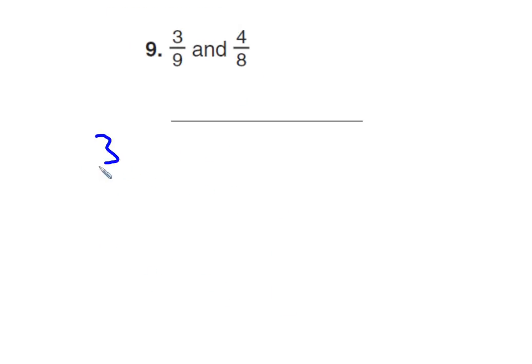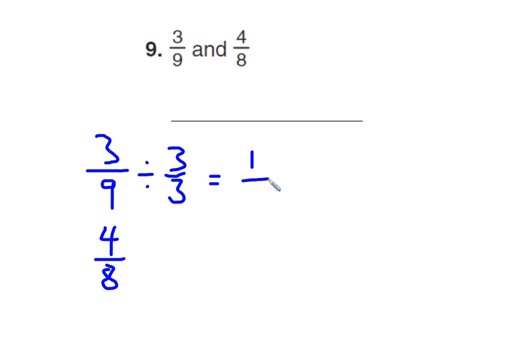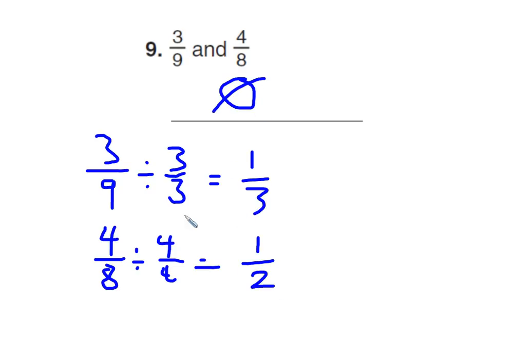Same thing. Simplify them both. Write them and check to see if they're in their simplest terms to see if they're equivalent. 3/9. They both can be divided by 3. 3 and 3. And I get 1/3. These can both be divided by 4. And I get 1/2. 1/2 is not equal to 1/3. This was not equivalent either.